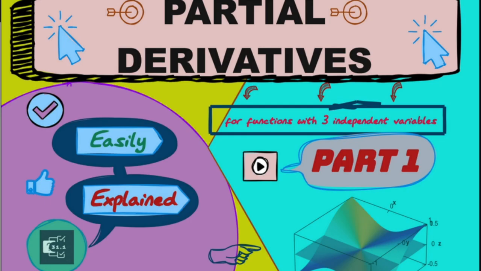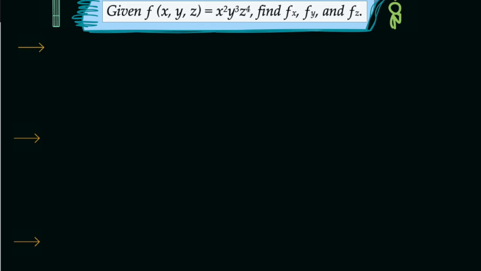Hello everyone and welcome back to our video. In today's video we'll be talking about partial derivatives with respect to functions with three independent variables. The first example here is: given a function f of x, y, and z equals x squared y cubed z to the fourth, find f sub x, f sub y, and f sub z.